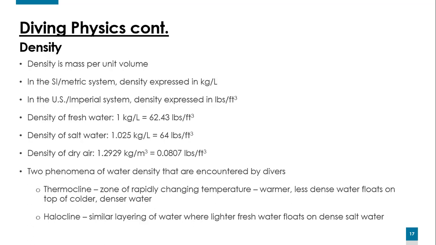Two phenomena of water density that are encountered by divers are the thermocline and halocline. The thermocline is where warmer, less dense water is able to float on colder, denser water. That's one phenomenon. The other phenomenon is the halocline. That's actually fresh water being able to float on salt water. Salt water is more dense. Fresh water is less dense.